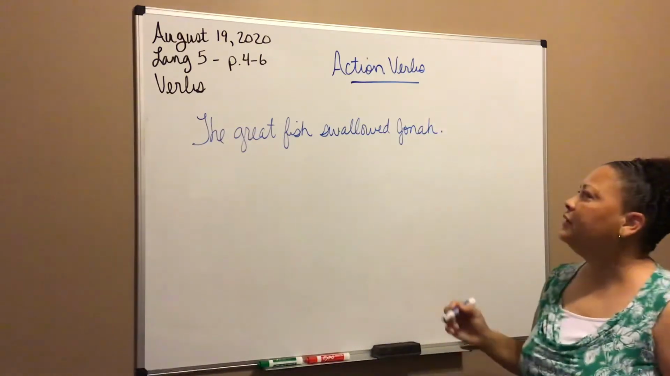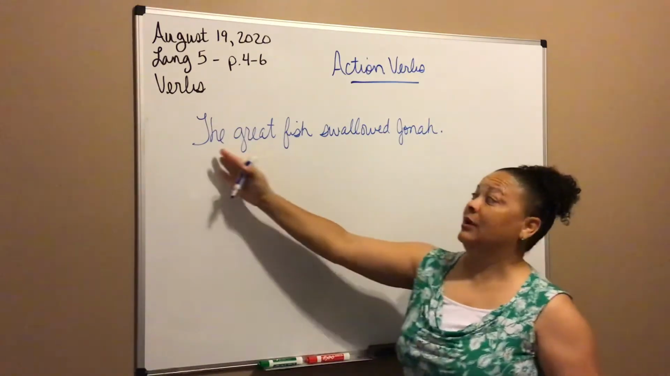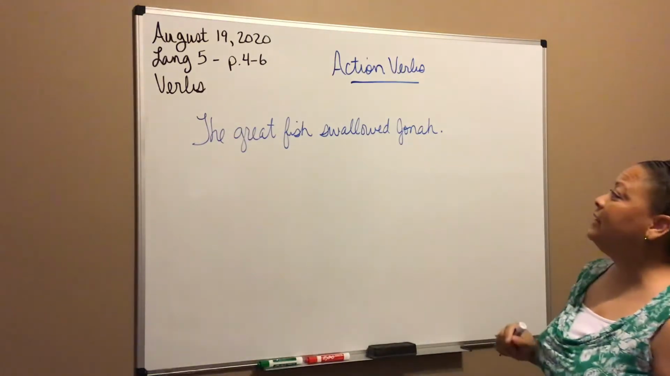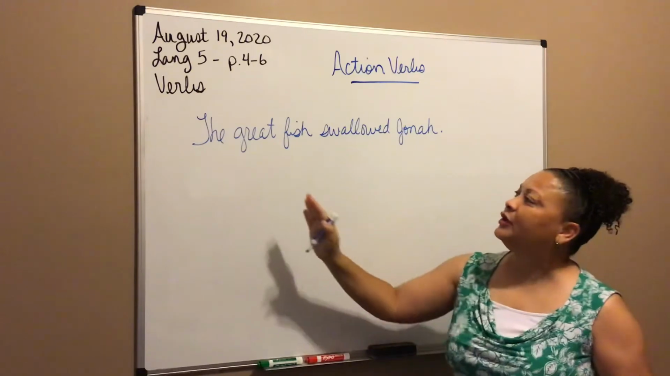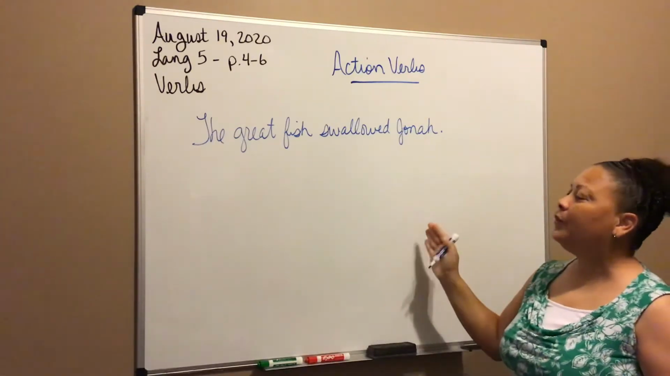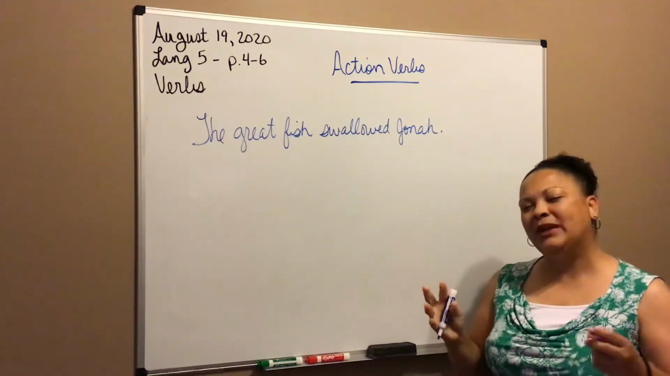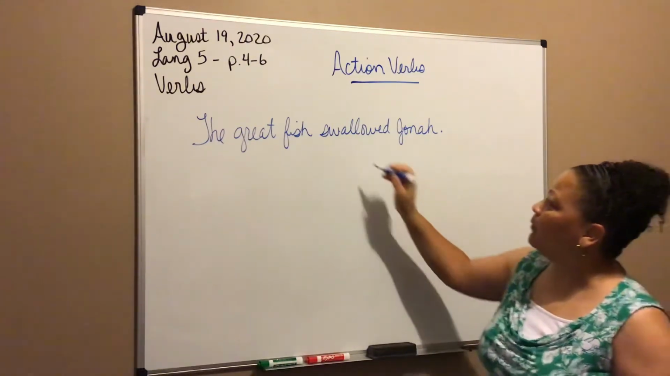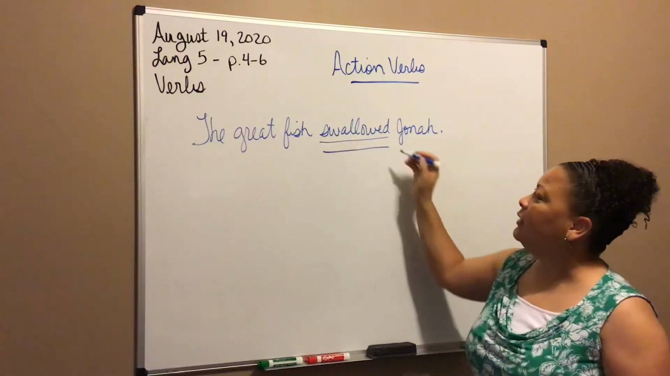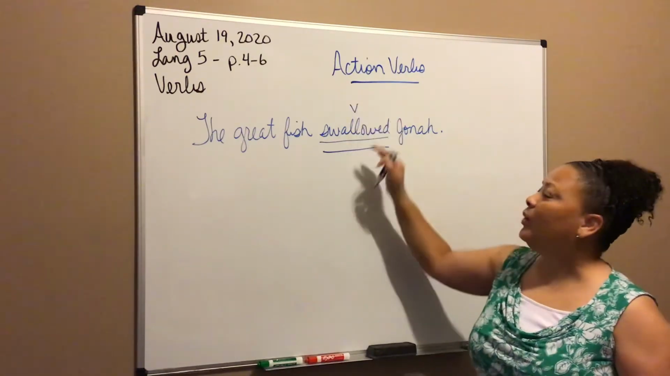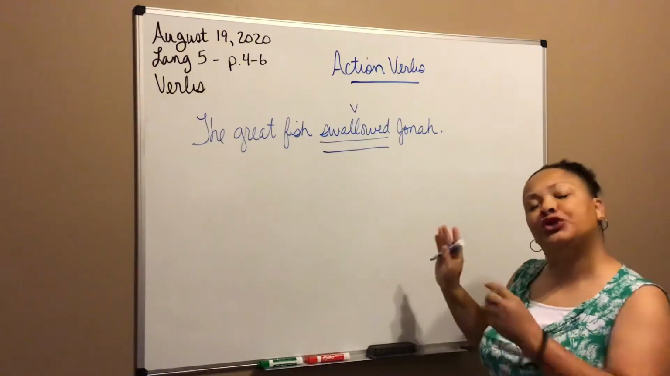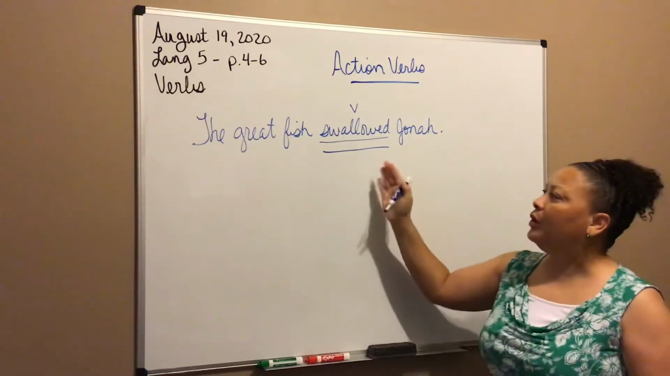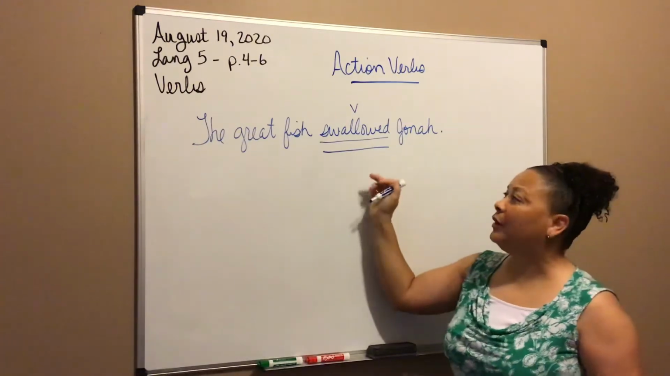All right, so remember, in my sentence, first word is capitalized. It ends with a punctuation mark, in this case, a period. So in this sentence, the great fish swallowed Jonah. What is the verb? What is the action? What is happening? Okay? When we identify a verb in a sentence, we put 2 underlines underneath it to show that it is the verb. Okay?